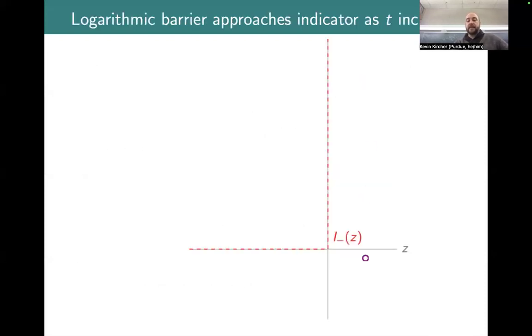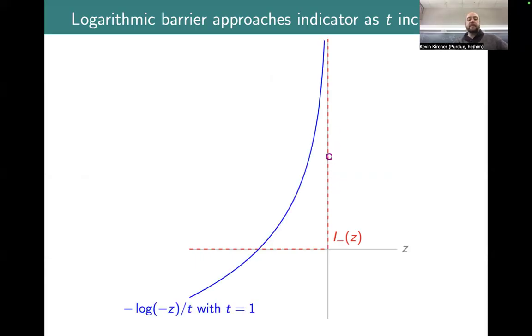So here's what that looks like. We have z here, again, maybe the thing we're trying to keep below 0. And then we have the indicator of z. So it's 0 over here, and if we're anywhere above 0, basically we have an infinitely bad, infinitely high value. So here's what the log barrier function looks like with t equal to 1. And then as we increase t, we get tighter and tighter approximations to the indicator function. If you took t equal to 1,000, it would be basically indistinguishable from this.